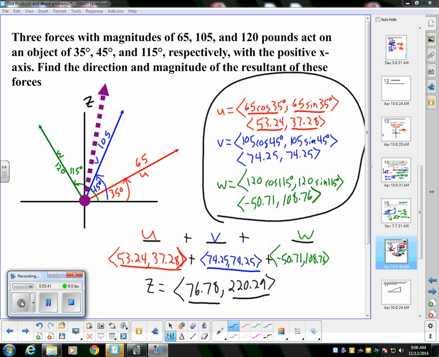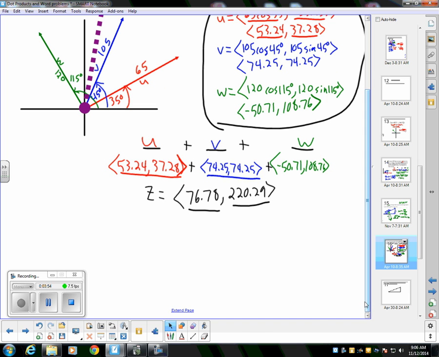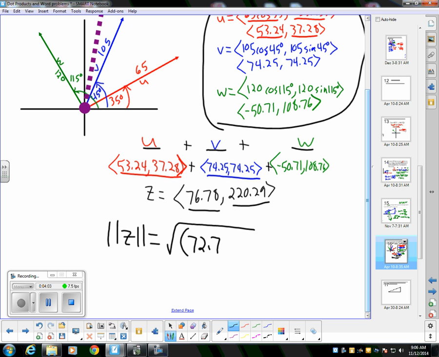Now this is great, but this hasn't answered the question. We need to find the direction and the magnitude of that resultant vector. To do that, we need the components of the vector. Now the rest of the work is fairly straightforward. So to find the magnitude of Z, you just simply take the square root of the square of each of the components and add them together and take that square root.